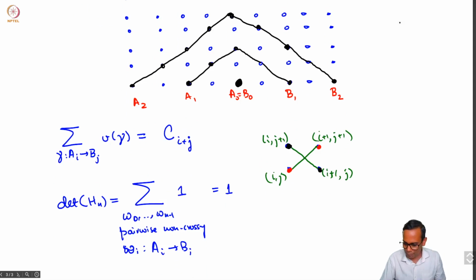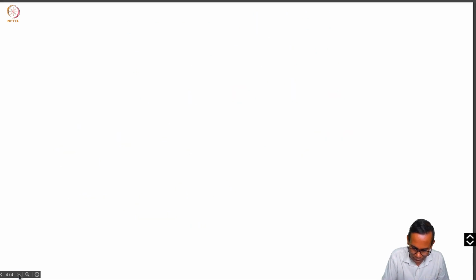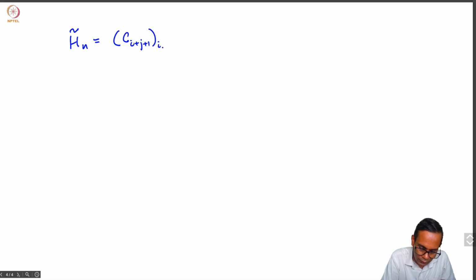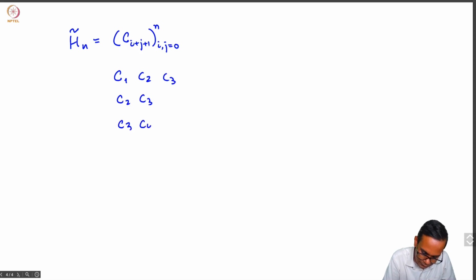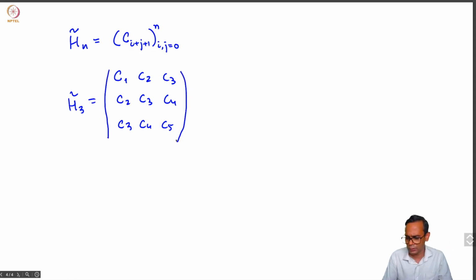A similar argument can be used to compute another determinant associated to the Hankel matrix of Catalan numbers. Let's define H tilde n to be the n by n matrix whose ij-th entry is C(i plus j plus 1), where i, j go from 0 to n. So this is the matrix C1, C2, C3, C2, C3, C4, C3, C4, C5. So this is, for example, H tilde 3. And again, it turns out that the determinant of this matrix is equal to 1.